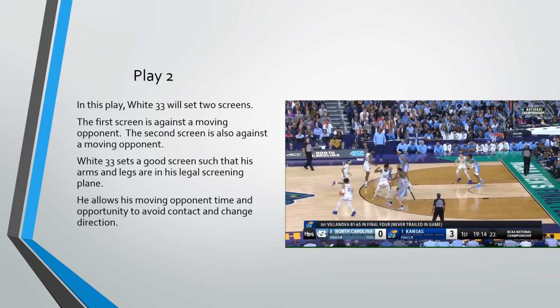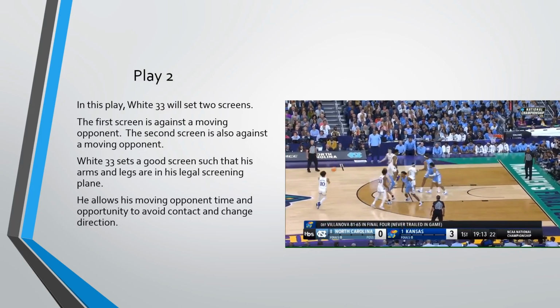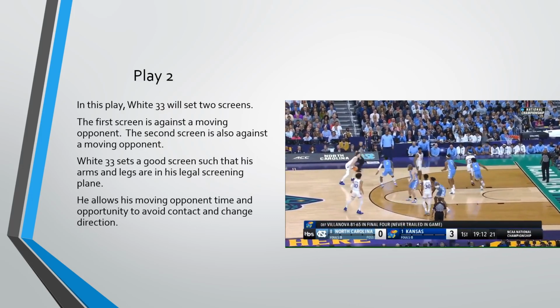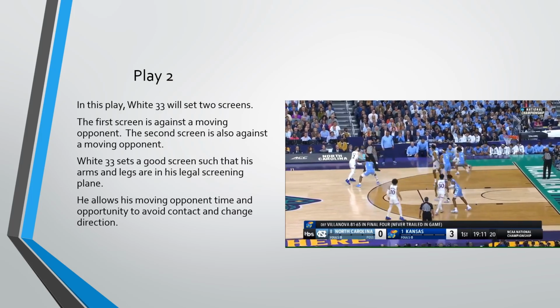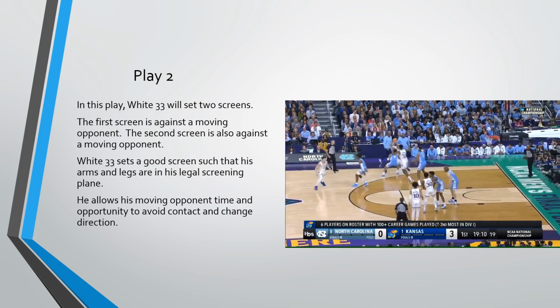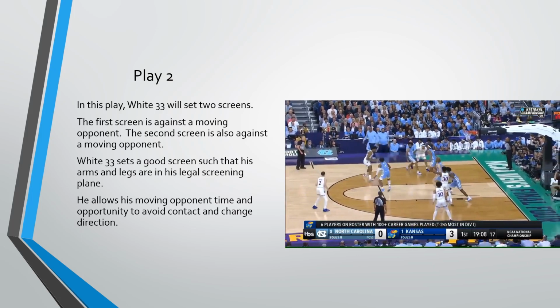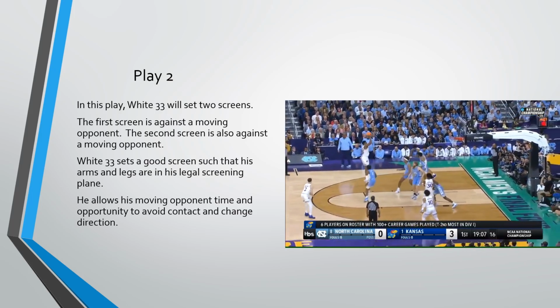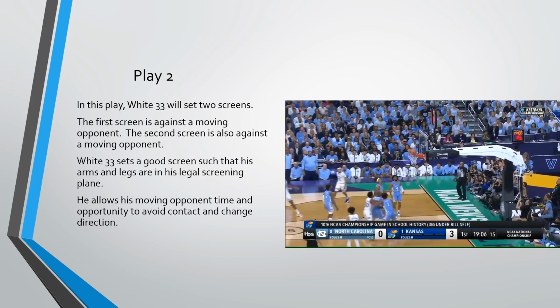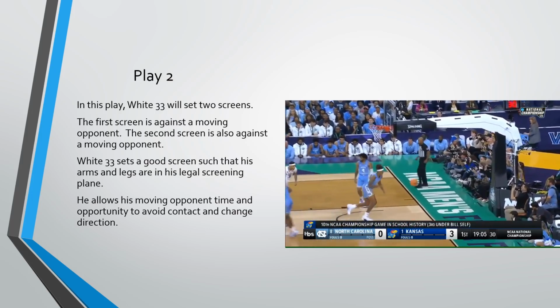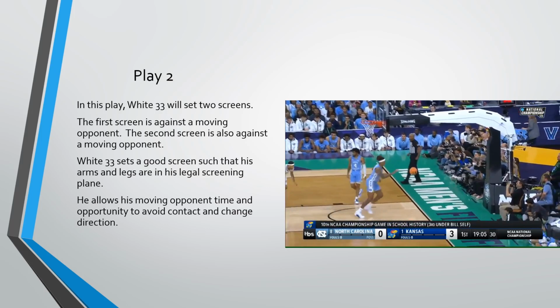In this play, white 33 will set 2 screens. The first screen is against a moving opponent. The second screen is also against a moving opponent. White 33 sets a good screen such that again his arms and legs are in his legal screening plane. He allows his moving opponent time and opportunity to avoid contact and change direction.